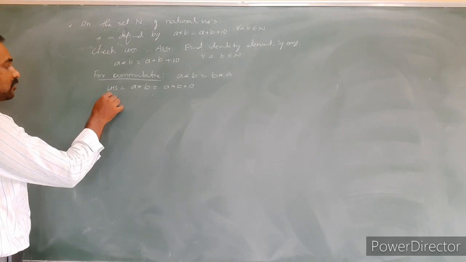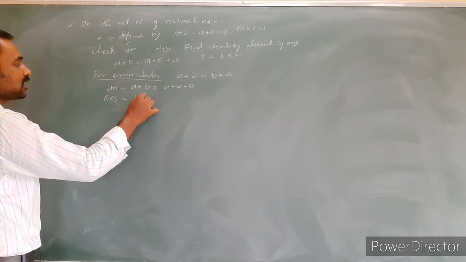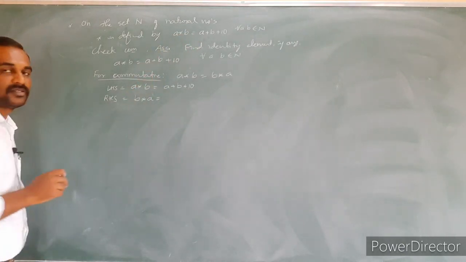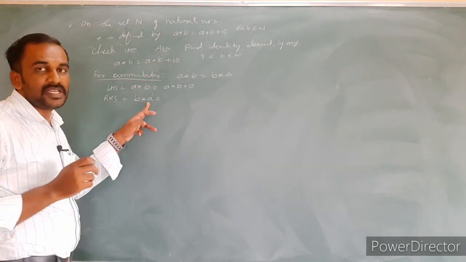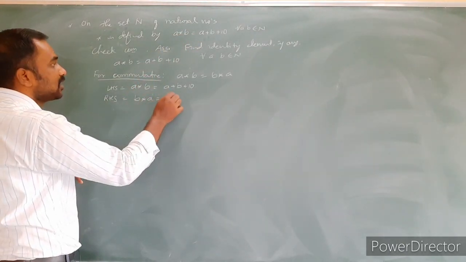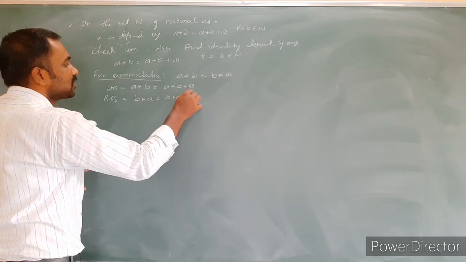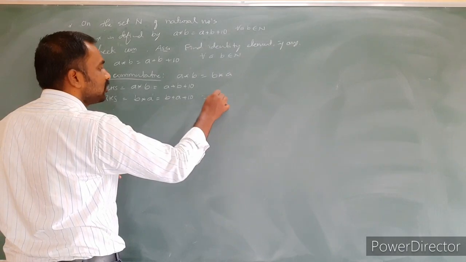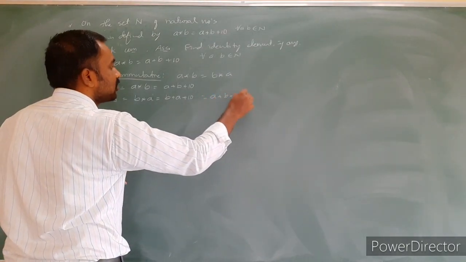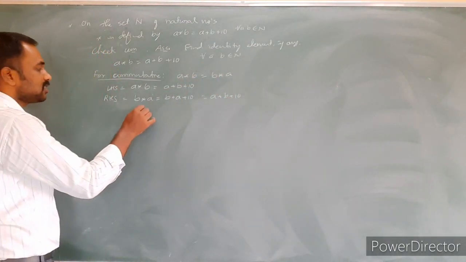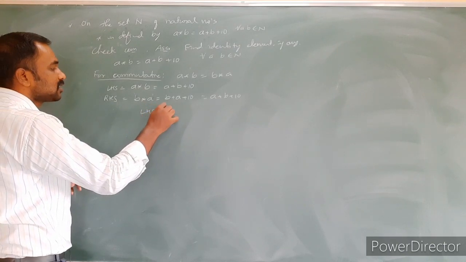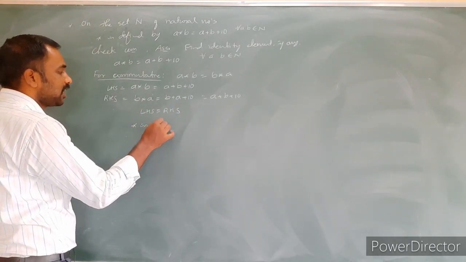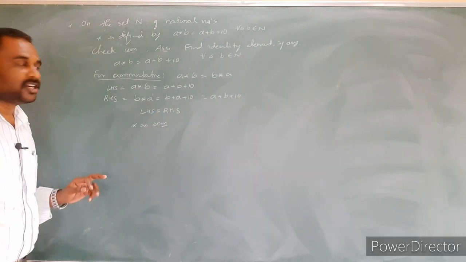Similarly, the RHS part. What is the RHS part? B star A. What is B star A? In place of A, B, and in place of B, A. Just write it as usual: B plus A plus 10. Over addition, the commutative law is satisfied. So, A plus B plus 10. What do you say, is LHS equal to RHS? Yes, LHS is equal to the RHS. Therefore, star is a commutative binary operation.